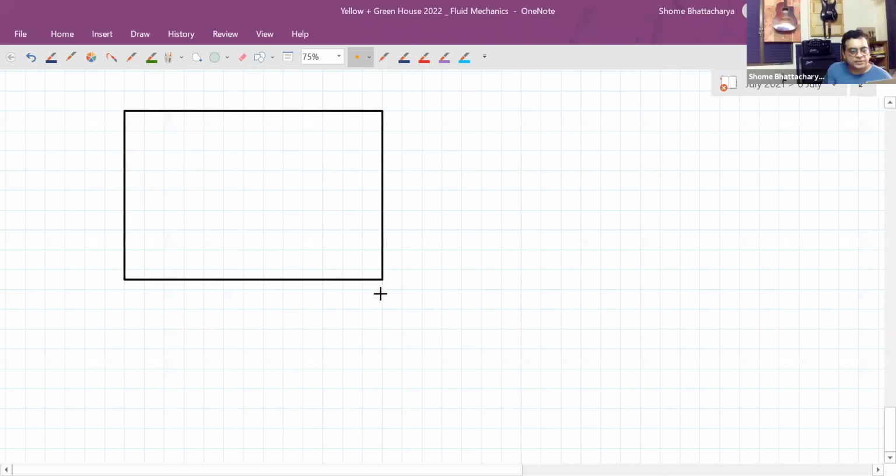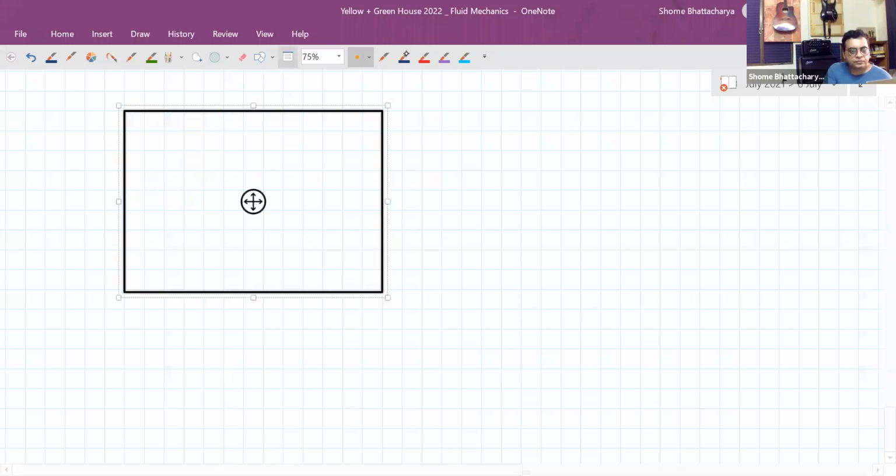Once we have understood this pressure gradient, we can not only understand the reason behind the surface being inclined, but we can calculate the angle of inclination also.